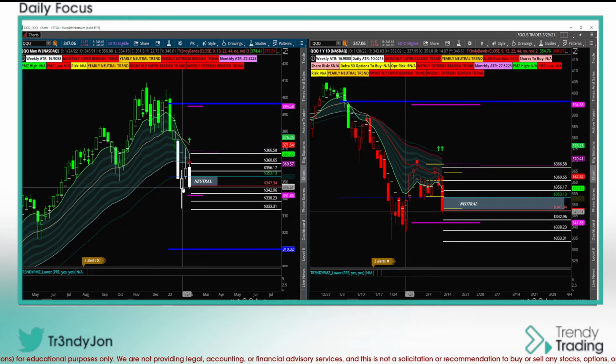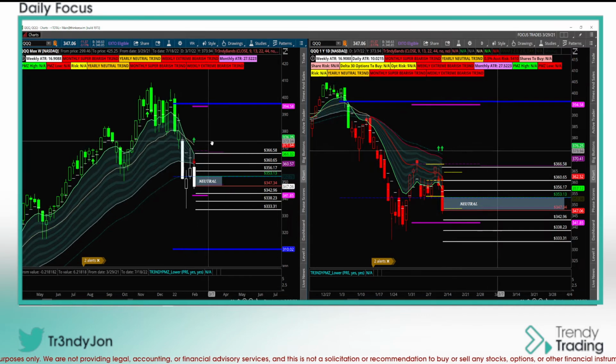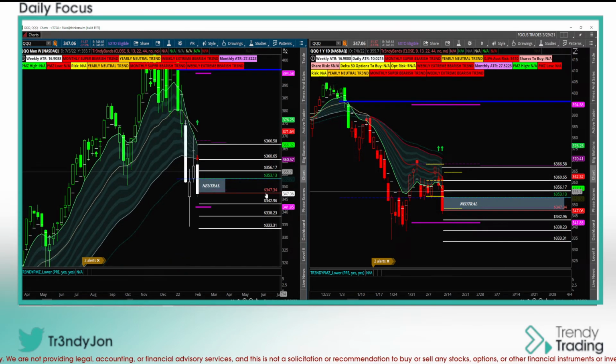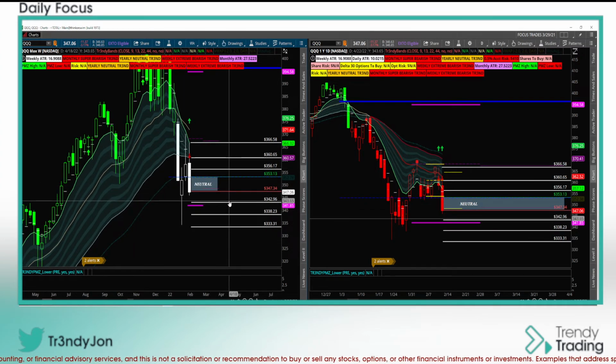Now, structure, inside and up, topping wicks. Again, bears are in control. And the neutral strategy is what I'll be focused on this week. Pretty straightforward. If we break down below, I'm looking to go short into 342.96. Disclaimer, if we open up at or around 342.96 by 341.85, I'll be looking for support for a short-term bounce back up to the cloud.